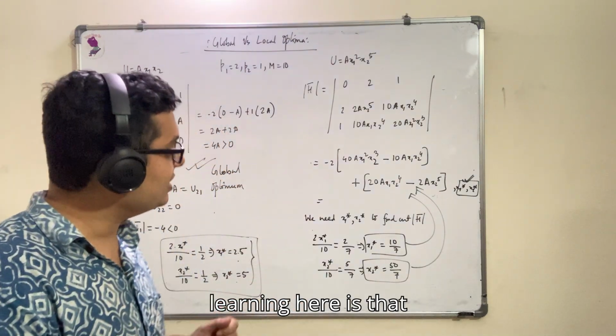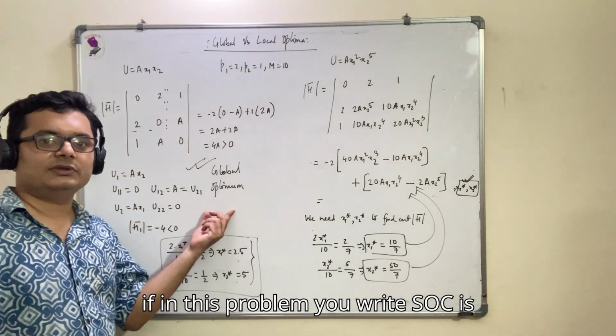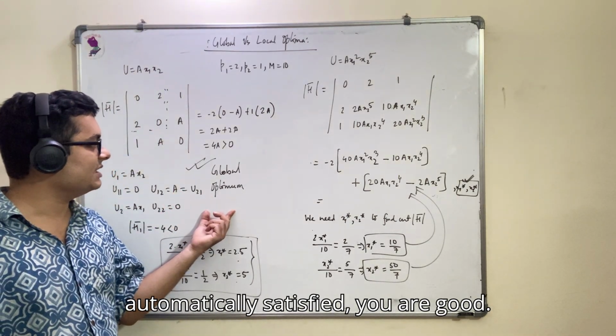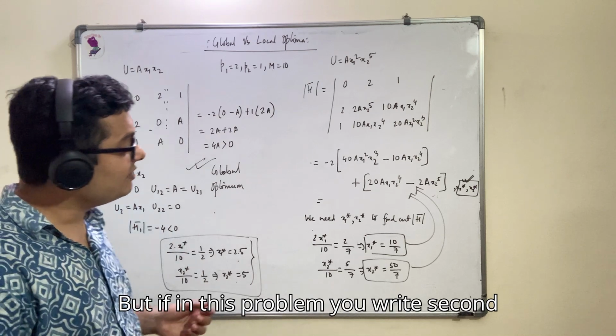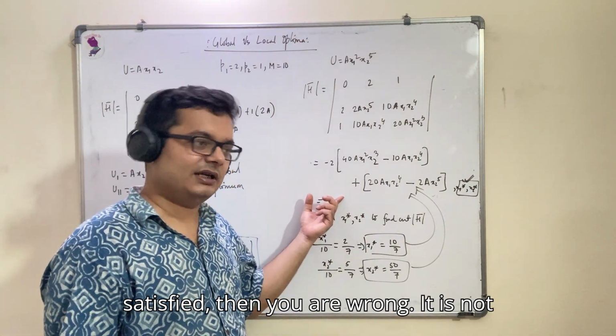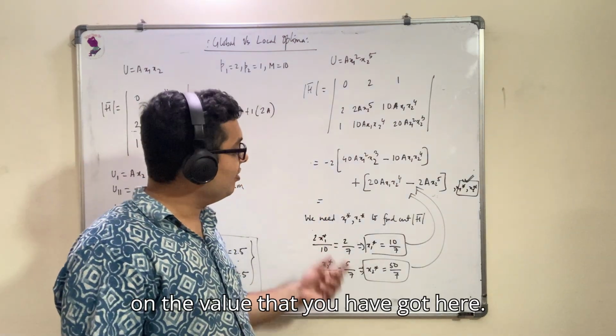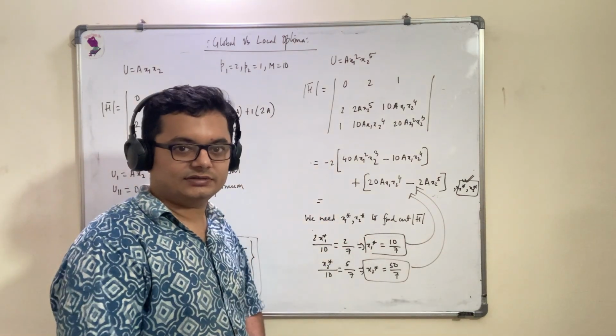The important learning here is that if in this problem you write SOC is automatically satisfied, we are good. But if in this problem you write second order condition is automatically satisfied, then you are wrong. It is not automatically satisfied. It depended on the value that you have got here. Okay.